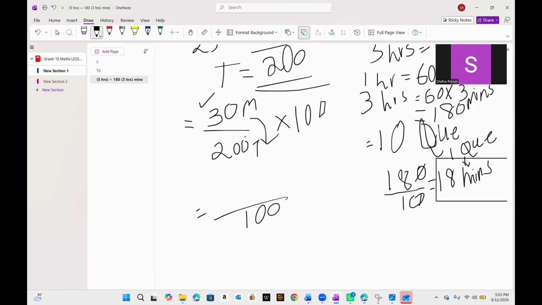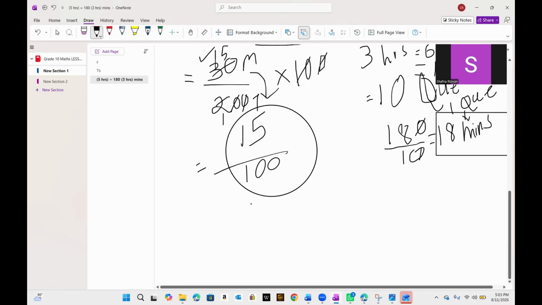multiply it by 100, then you can get your total marks. How? Here, cancel this 0 and this 0, this 0 and this 0. Then 30 divided by 2 is how much? 2 divided by 2 is 1. 30 divided by 2 is 15. So your marks will be 15 out of 100. 15 out of 100.